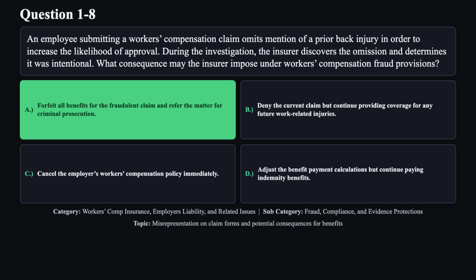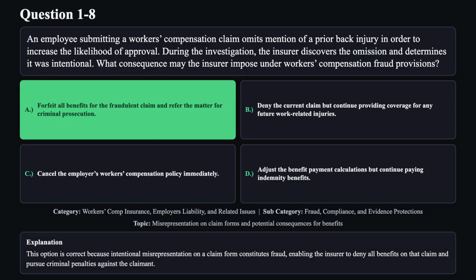The correct answer is A. This option is correct because intentional misrepresentation on a claim form constitutes fraud, enabling the insurer to deny all benefits on that claim and pursue criminal penalties against the claimant.